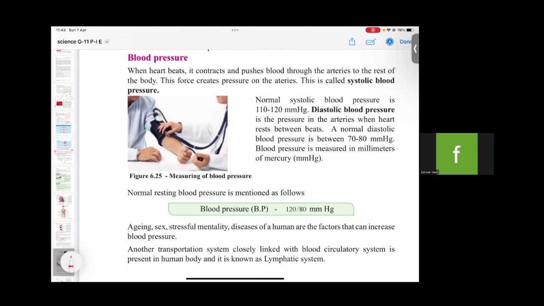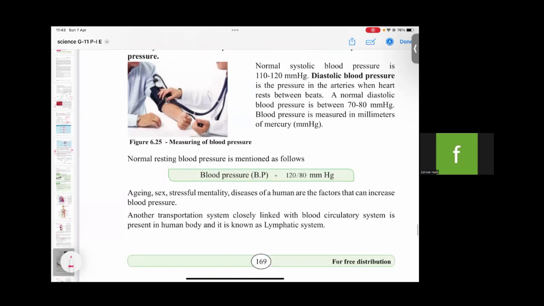It is the pressure in the arteries when the heart rests between beats. Whenever the heart is resting between two beats, that is where you have diastolic blood pressure. The normal diastolic blood pressure is from 70 to 80.